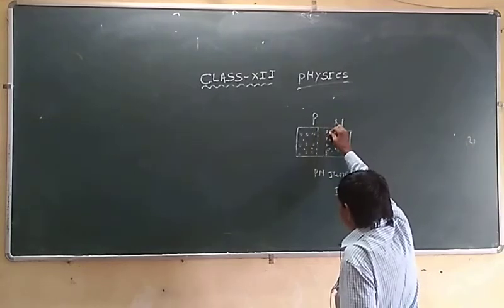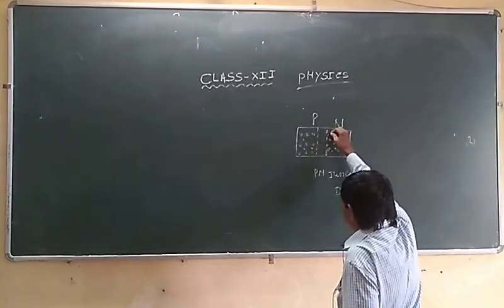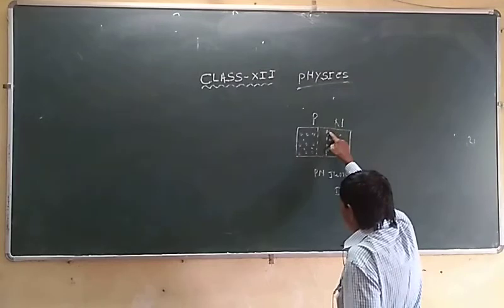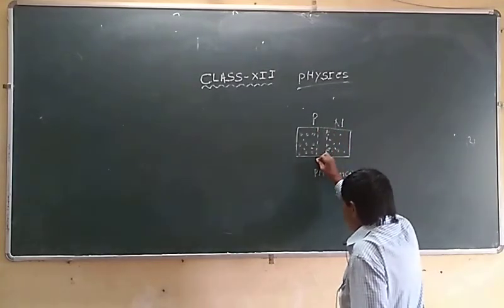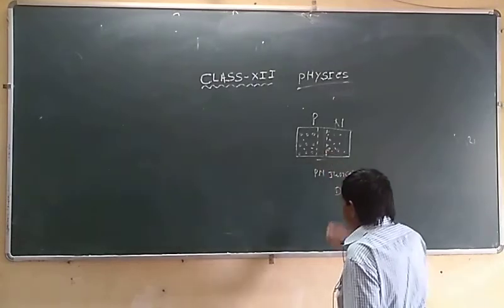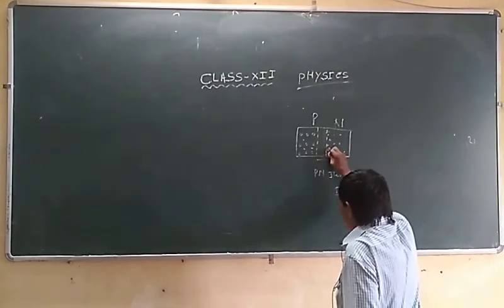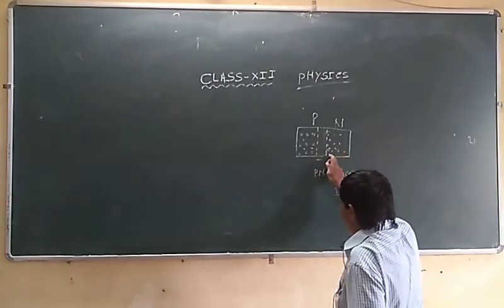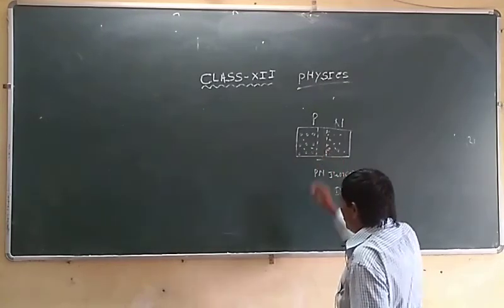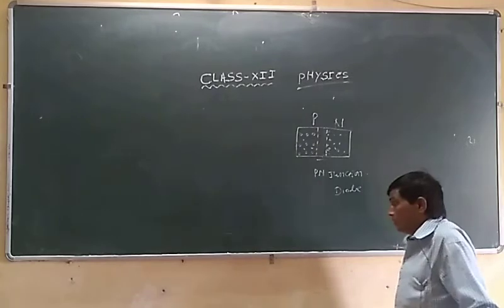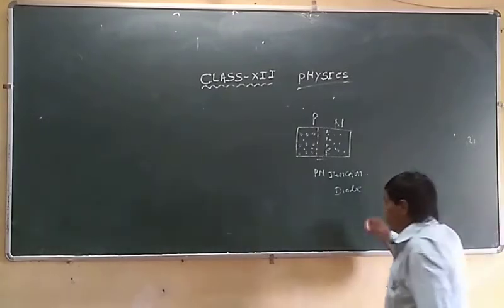So this electron does not go there, because this layer creates a resistance. So electrons do not move or jump from the N-type side to the P-type side. When it jumps, it requires more energy.